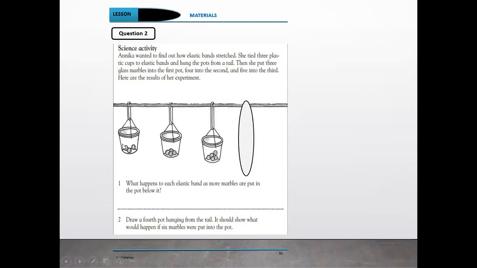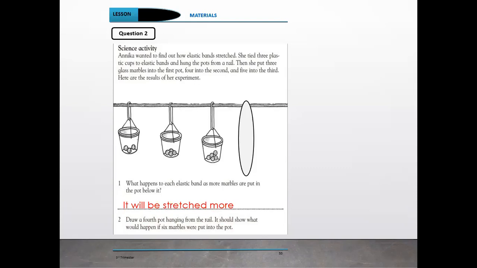In the first cup, she put 3 marbles. In the second cup, she put 4 marbles. In the last cup, or the third one, she put 5 marbles. Okay? She's asking what happens to each elastic band as more marbles are put in the pot below. What happens to this elastic band? It was stretched more, right?